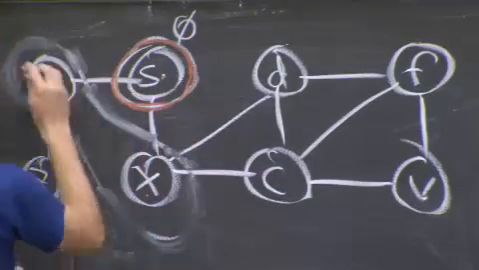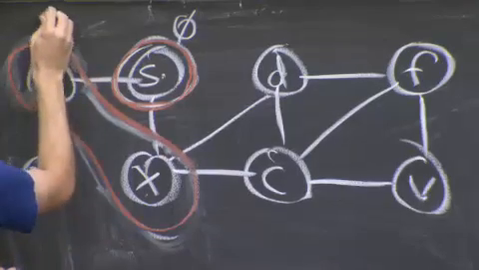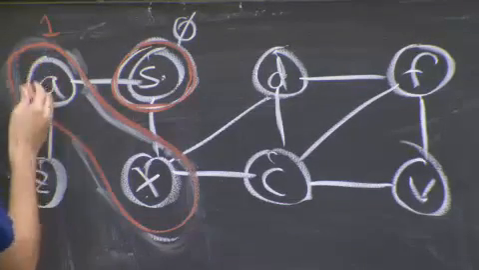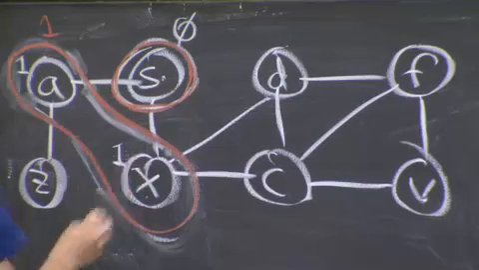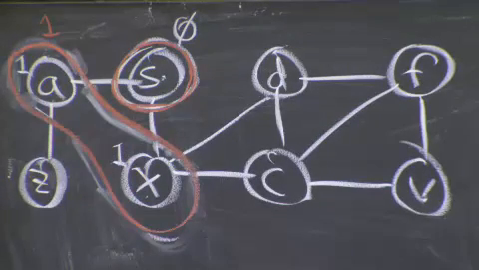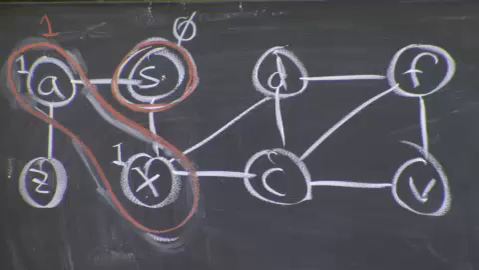Here's level 1. All of these guys, we're going to set their level to 1. They can be reached in 1 step. That's pretty clear. So now the frontier is A and X. We go to that; that's what next becomes, then frontier becomes next.